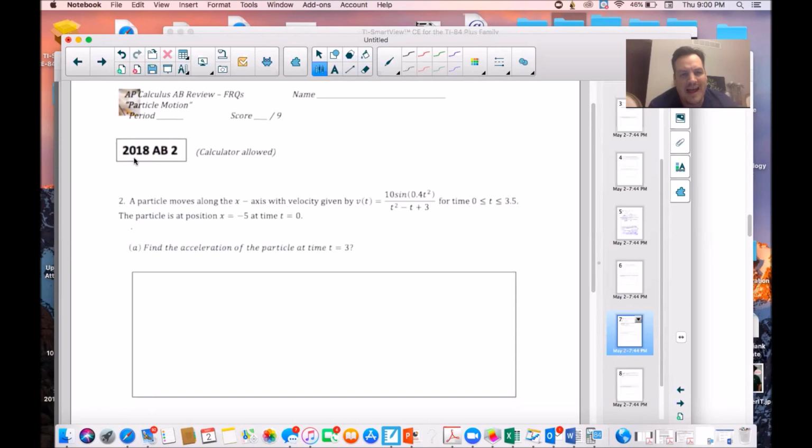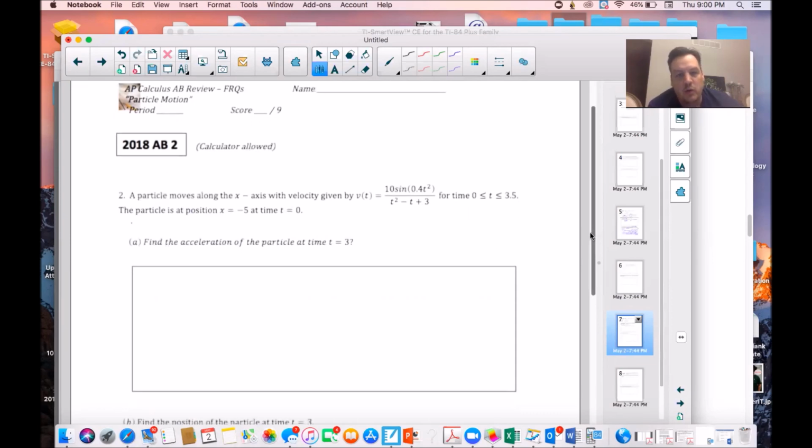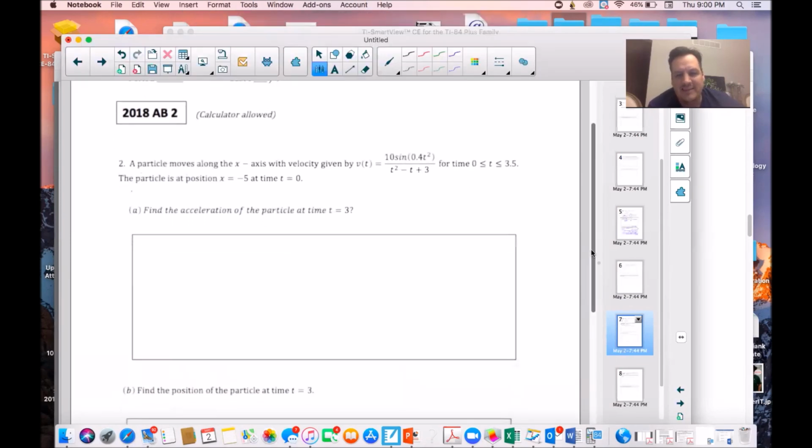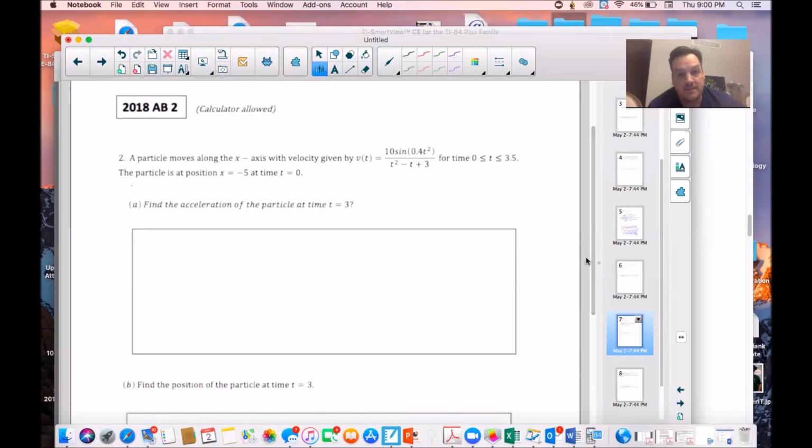I want to go to the one from last year because I have a feeling that a lot of my own students lost a couple of easy points here, and it was because of me. And so this is with the redesign. And so this says a particle moves along the x-axis. That sounds familiar, right? And they gave us this velocity equation, and they gave us an interval, and they tell us the position is -5 at time 0, right? That means that x of 0, when t is 0, is -5, right? That's our starting position. And it says find the acceleration of the particle at time 3.